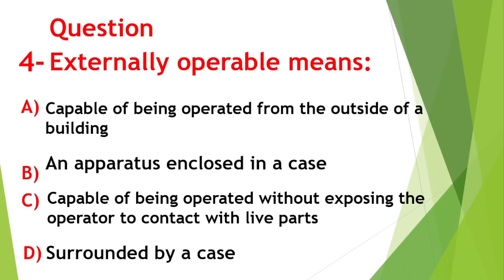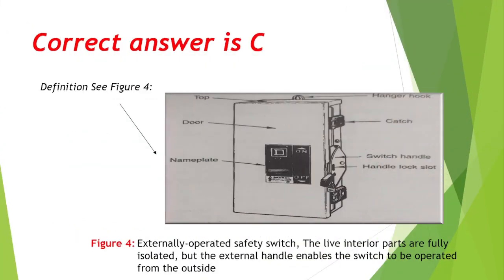Next, question number 4. Externally operable means A. Capable of being operated from the outside of a building. B. An apparatus enclosed in a case. C. Capable of being operated without exposing the operator to contact with live parts. D. Surrounded by a case. Correct answer is C. See the figure.